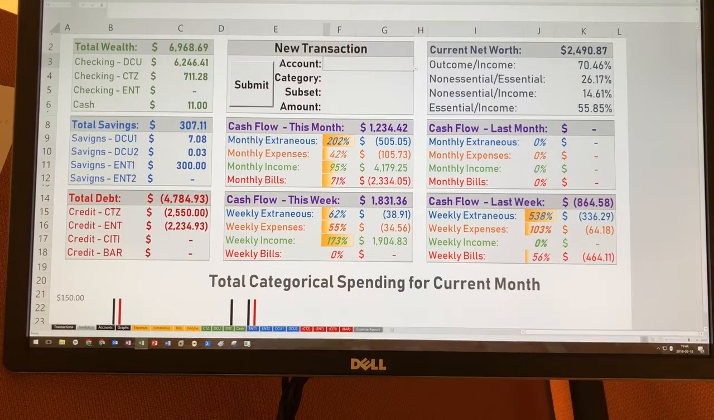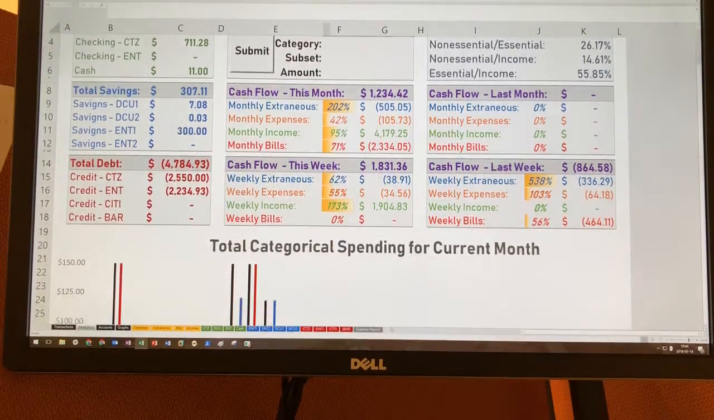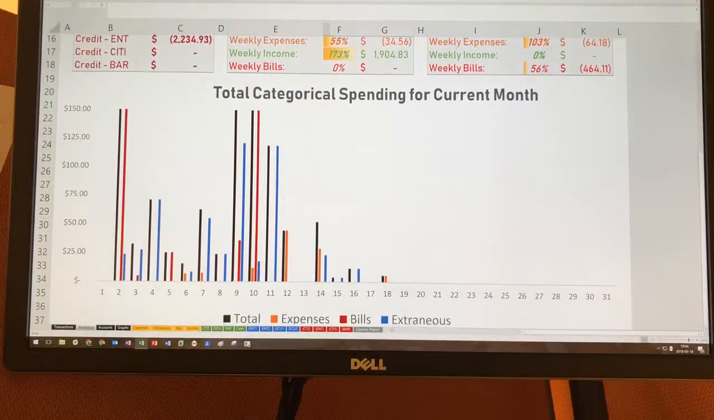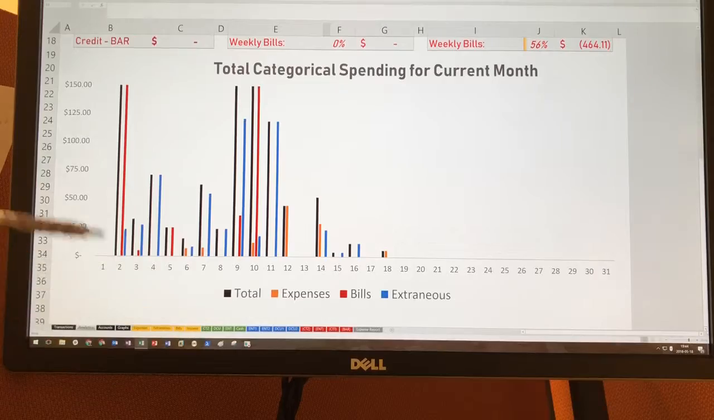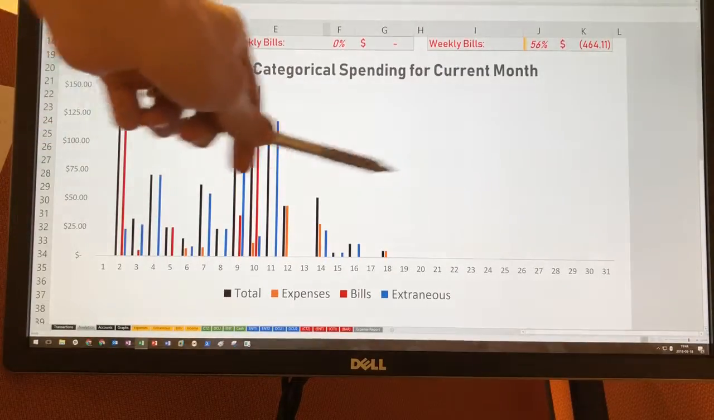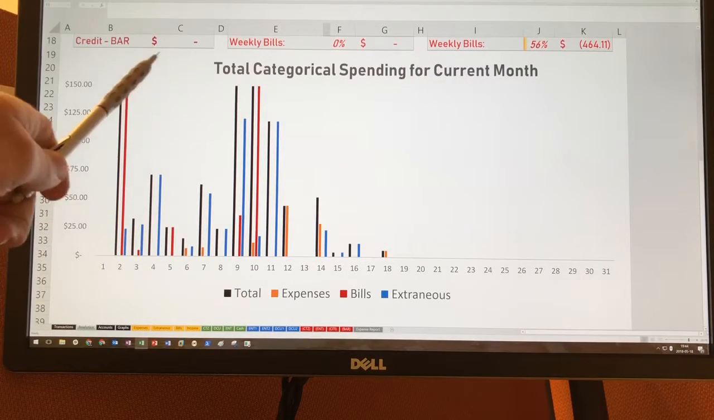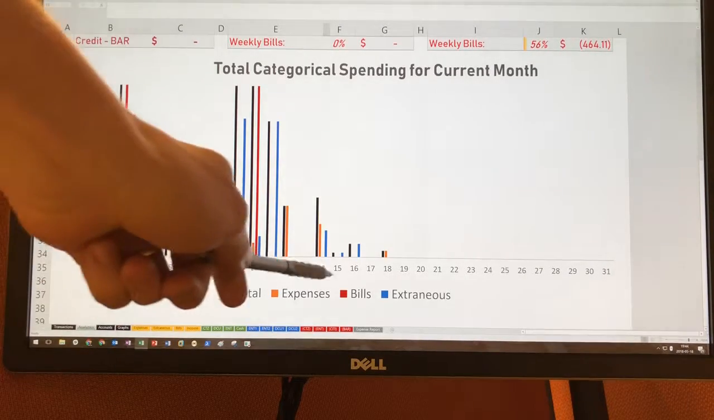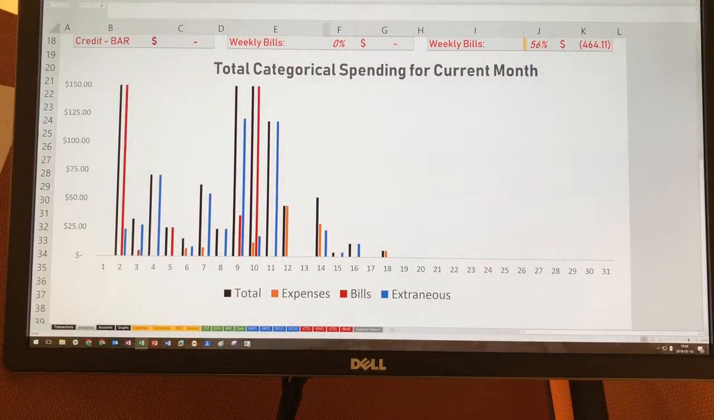I'll show you the new transactions in just a moment, but I want to show you the other charts that I have down here. These get generated for the month. This shows, again, the expenses, bills, extraneous. This is for the month, each day. The black bar shows the total, and then orange is the expenses, red is the bills, blue is extraneous. I have this cut off at 150.